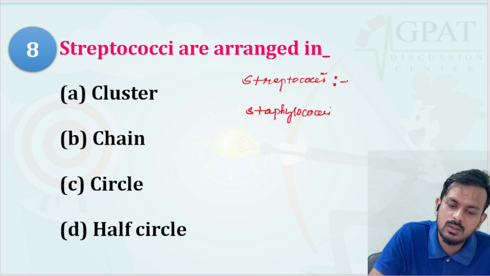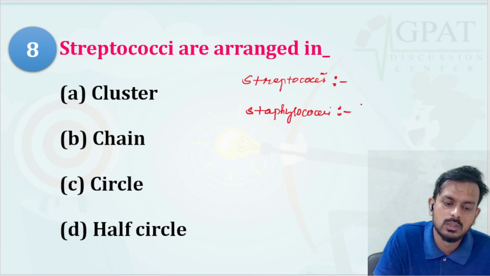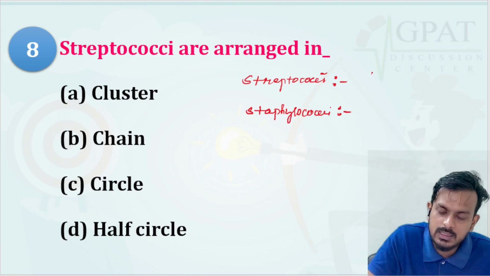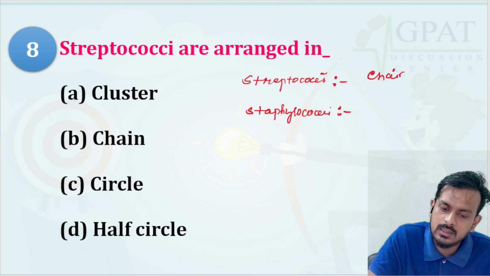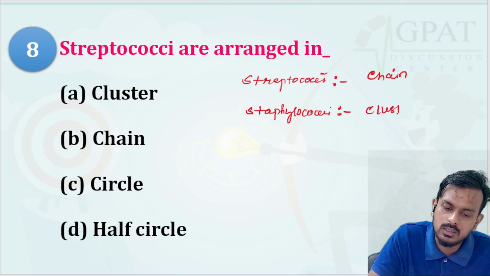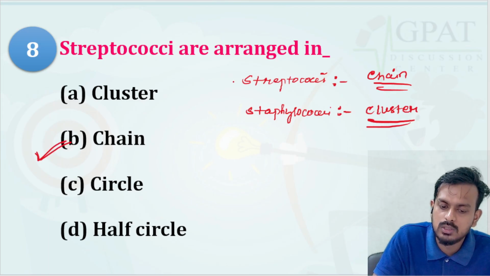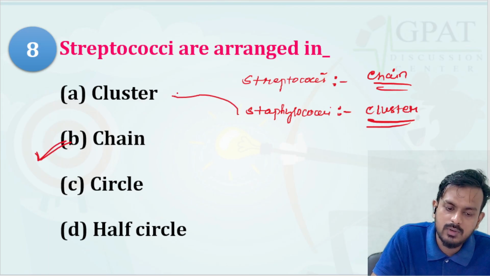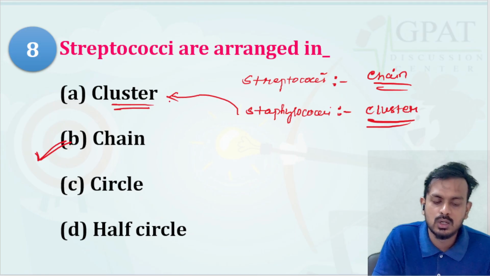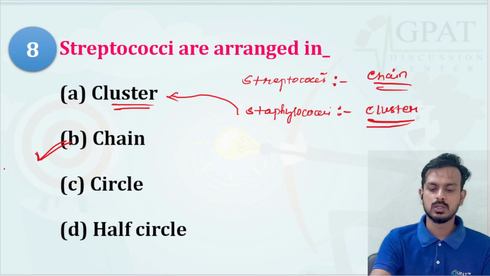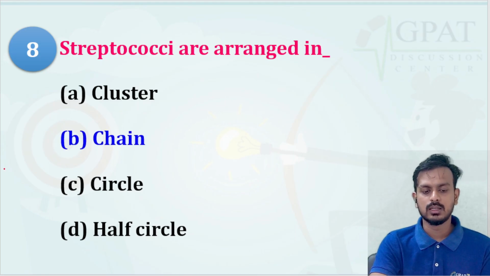So many students have confusion in these two terms. Streptococci are basically arranged like a chain. Staphylococci are arranged like a cluster. Okay, please note these two terms. Streptococci are arranged like a chain, and staphylococci are arranged like a cluster. Here, option B will be the correct answer.